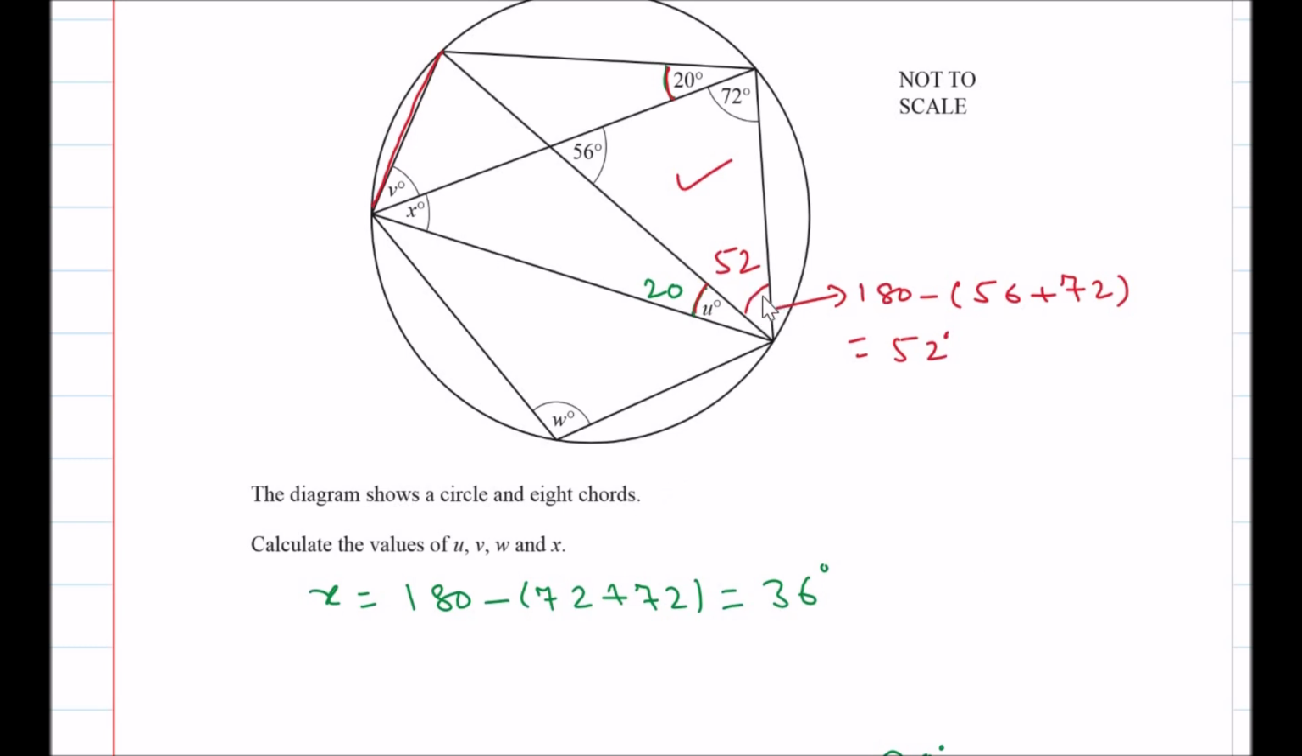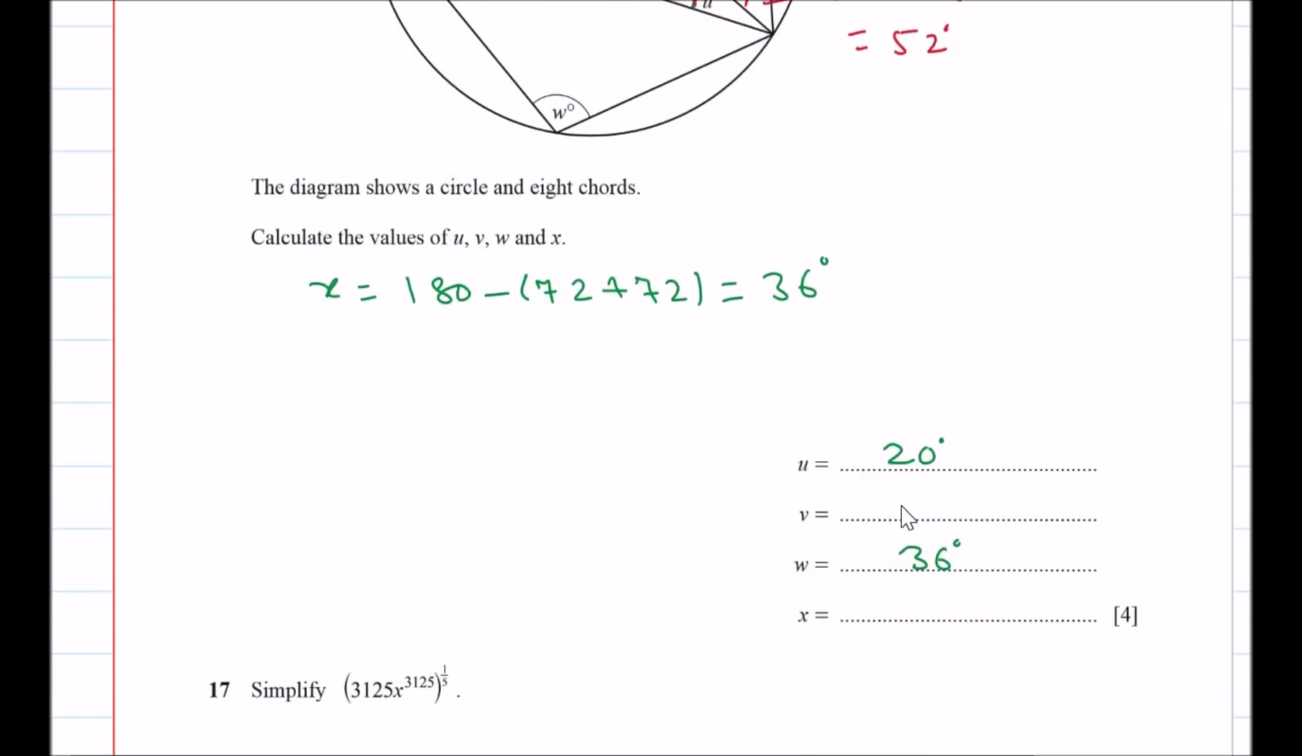Now if you observe this 52 degree and V, they are angles in the same segment. So V equal to 52 degree. So we will write here V equal to 52 degree. Okay. I wrote W. So X is 36 degree.